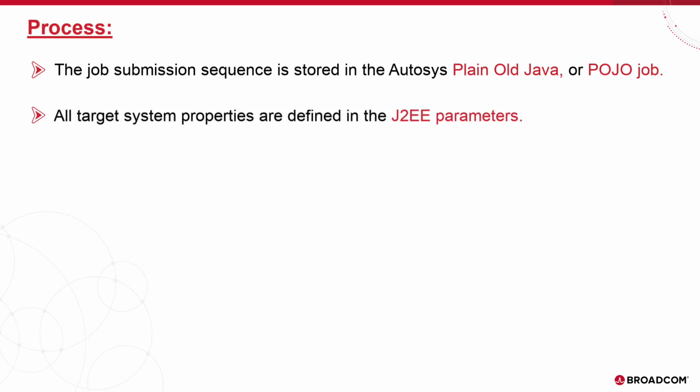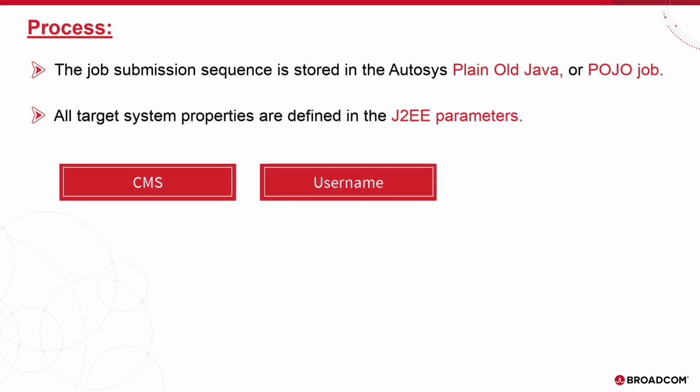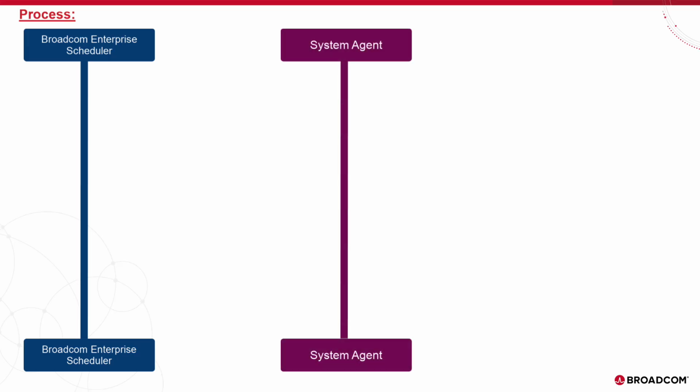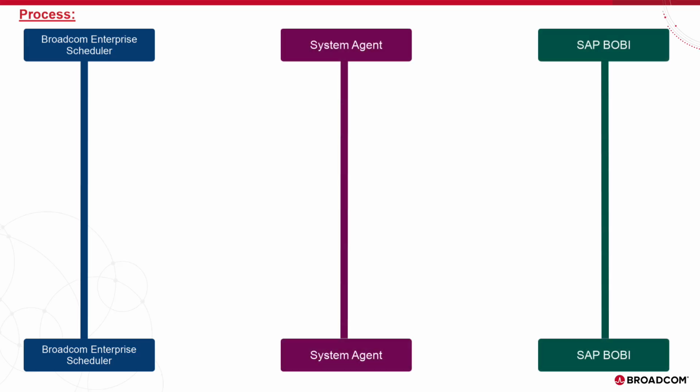All target system properties, including the CMS, username, password, and other parameters, are specified in the J2EE parameters. These parameters may vary depending on the authentication method used. Let's look at the sequence of execution. We start with the three main components: the AutoSys scheduler, the system agent, and the SAP BOBI server.